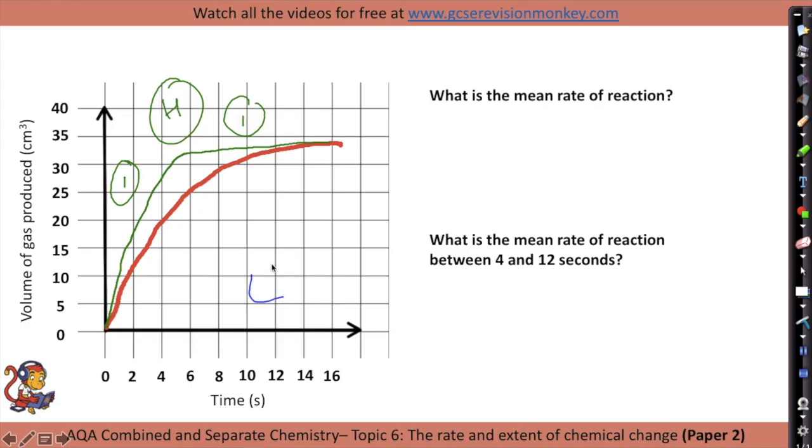If you were to draw a lower rate of reaction, that would be below the initial line because less gas is being produced in the time, and again it must finish off at the same place as before.